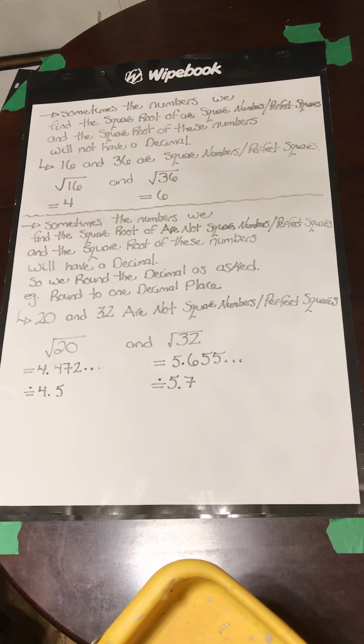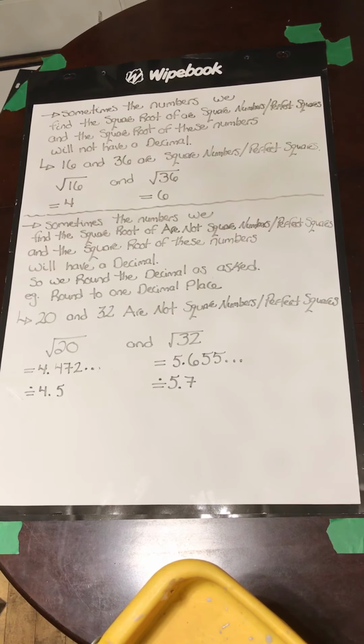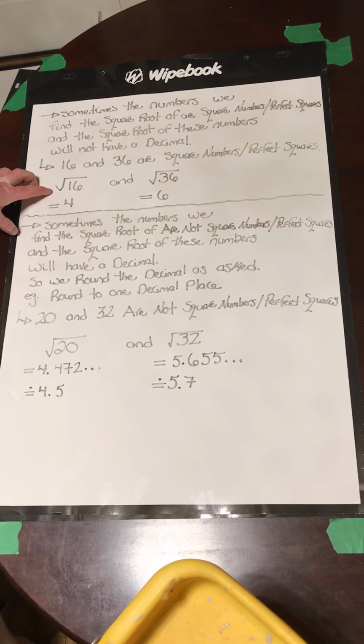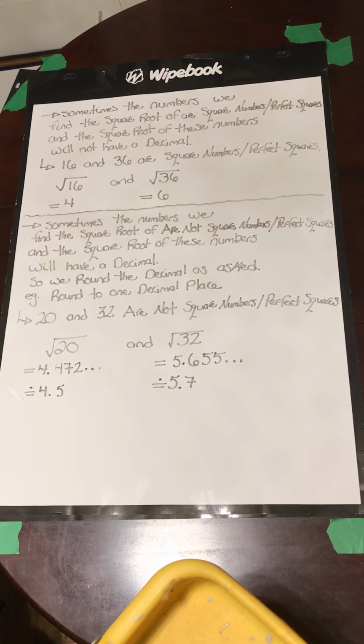Sometimes the numbers we find the square root of are square numbers or perfect squares, and the square root of these numbers will not have a decimal. 16 and 36 are square numbers or perfect squares. The square root of 16 is equal to 4, and the square root of 36 is equal to 6.